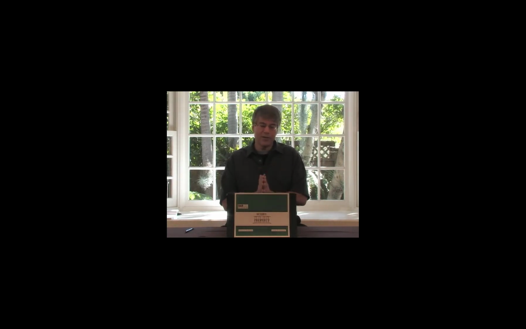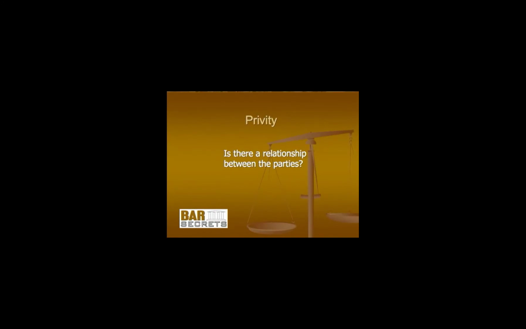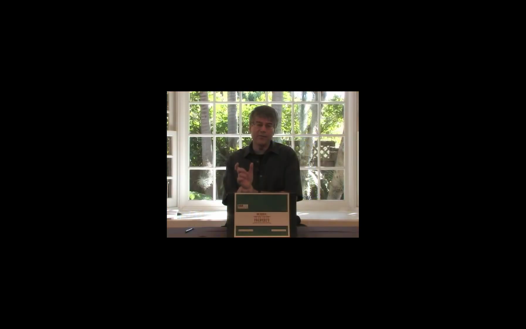Now, the final element is privity. Privity means some relationship between the parties. Essentially, there's horizontal privity and vertical privity. In horizontal privity, the original parties must have had an interest in land at the same time. For example, grantor and grantee. In our hypo, you're the original owner, you subdivide, you're the grantor, and the original person that purchased is a grantee, so there's horizontal privity.